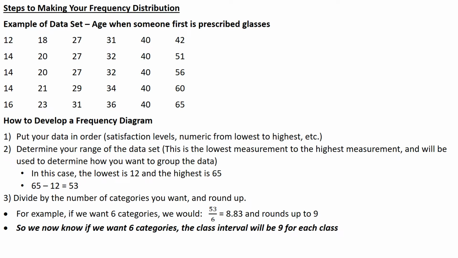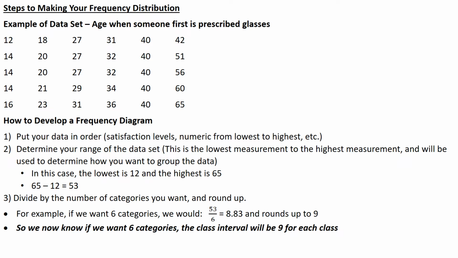Now, I've got another set of data here, even more difficult to see a range here and what's going on. But suppose we want to make a frequency distribution, and this is a step-by-step. This is also in my Microsoft Word notes as well. I've got age examples here from ages 12, and I put in order here, all the way to 65. And this is the age of someone the first time they get prescribed glasses. And how do we develop this?